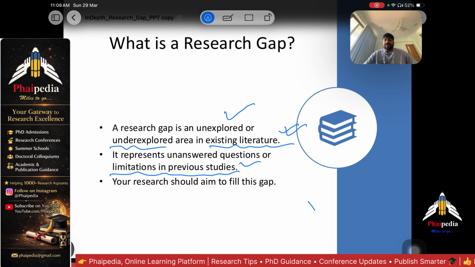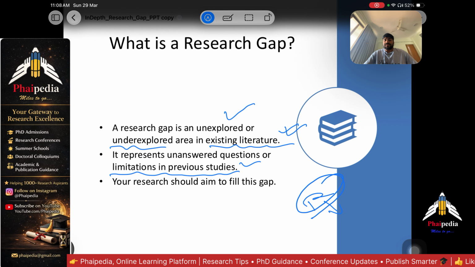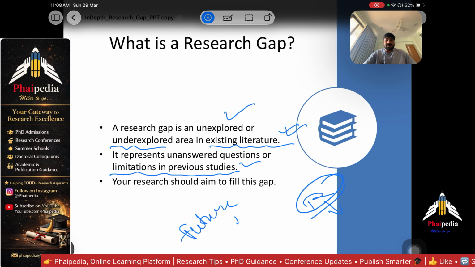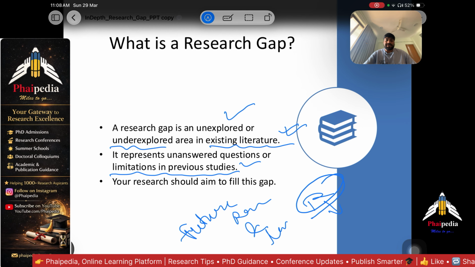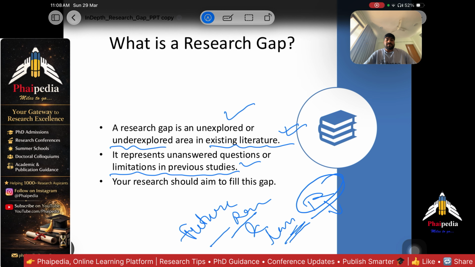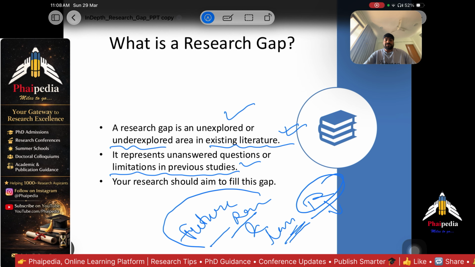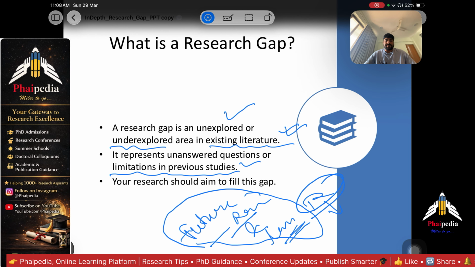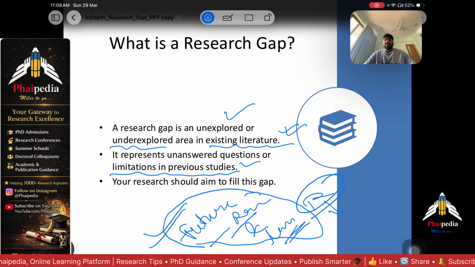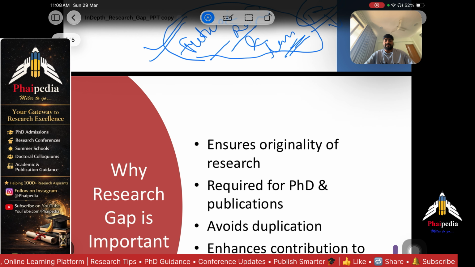So in many research articles, there is a section related to the future research and limitations. So this portion is beneficial for finding out the research gap. So your research should aim to fill this gap. Okay. So watch this video till the end so you can know how to find out the research gap in a very simple and easy manner.